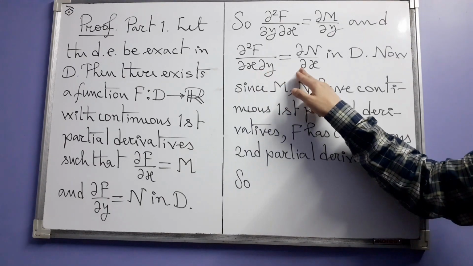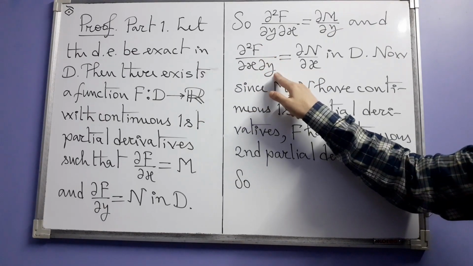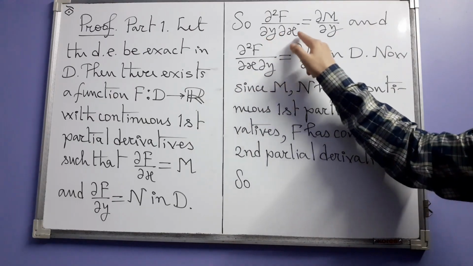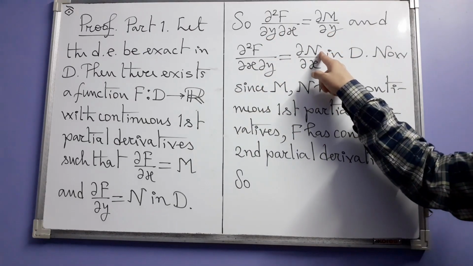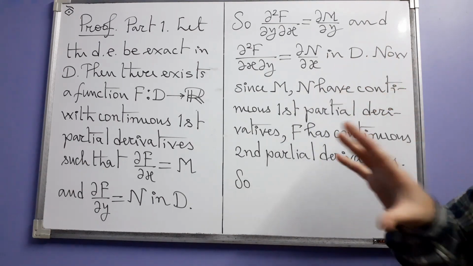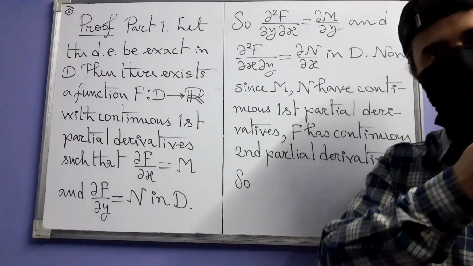That gives you this del square f del x del y. Note that here we have del x del y, here we have del y del x, and the right hand side is del N del x. In D means again that these equations are true for all (x, y) belonging to D.